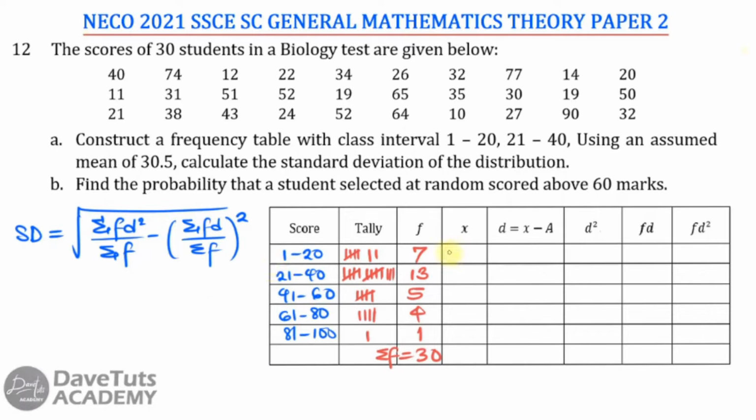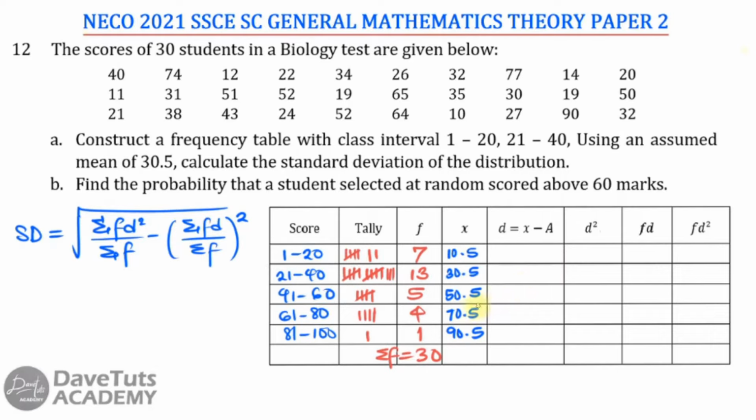You can say this is 10.5. This one will be 30.5. Then we have 50.5, we have 70.5, and here we have 90.5.